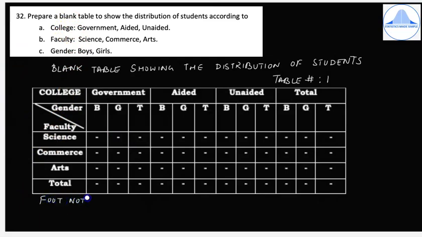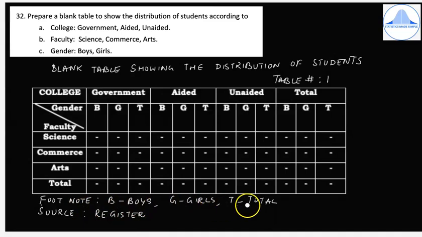So under footnote, I will write B as boys, G as girls, T as total, and I'll also mention the source as register.